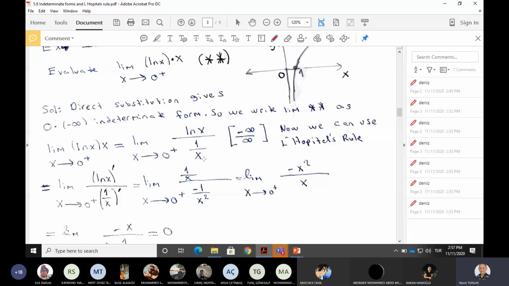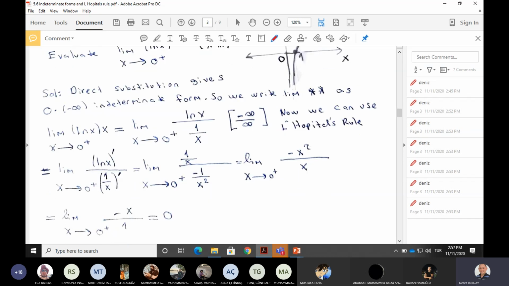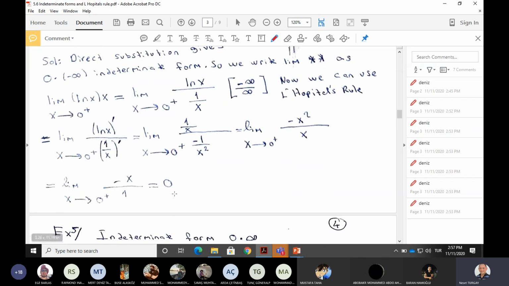Firstly, did you understand this idea? Yeah. You are very good. Now apply L'Hopital: derivative of this and derivative of this. Derivative of this is 1 over x, derivative of this is minus 1 over x squared. Now this x comes to here, this x squared goes to here. Minus you can keep in numerator or denominator, it doesn't matter. And this is equal to this, and this is equal to 0. Do you understand?